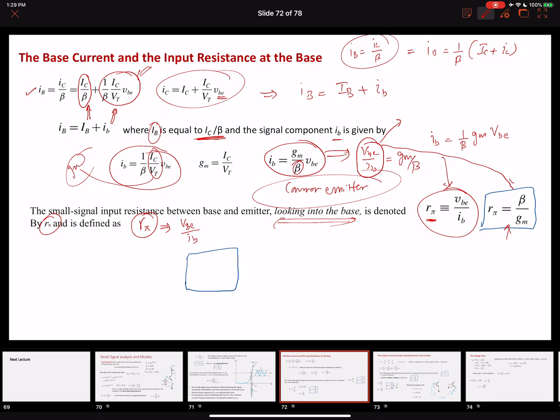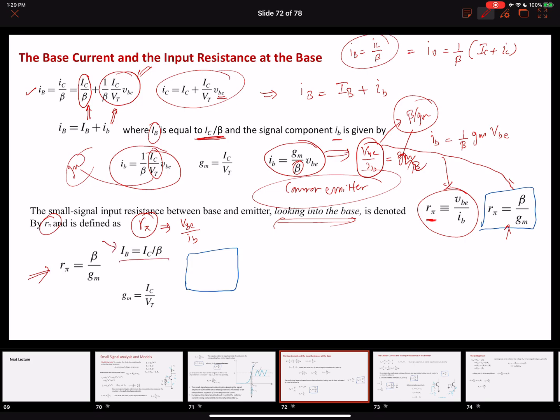I think I wrote this equation. So over here we have v_be over i_b should be equal to beta over g_m. Okay, so this is the value that we got: r_pi equals beta over g_m. So let's consider this.